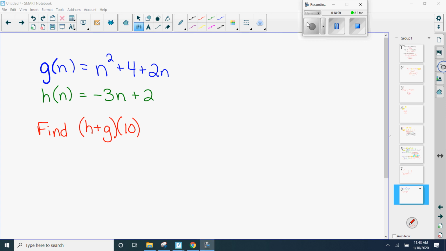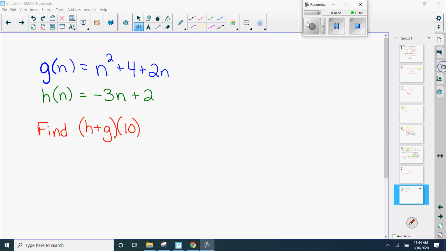Okay, what if I give you this problem right here? What if I told you g of n was equal to n squared plus 4 plus 2n, and h of n is equal to negative 3n plus 2. These are different functions, that's why I put them in different colors. And now I ask you to find h plus g of 10. Did you take the blue plus the green? There are two different things you could do.